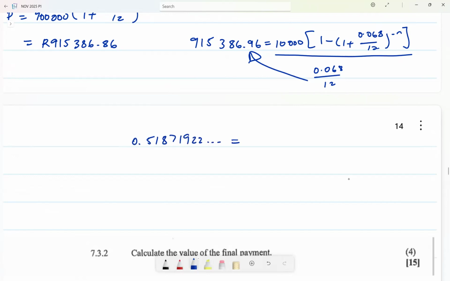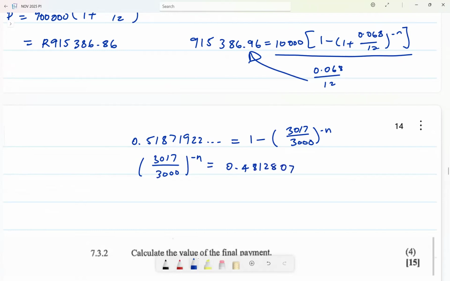So now it is equal to 1 minus, what is this? 1 plus 0.068 divided by 12. It's going to give me something like 3017 divided by 3,000, to the power of negative N. And then I can take 3017 to the power of that to the other side. And then 1 minus 0.51871 is going to give me something like 0.4812807, and so on.